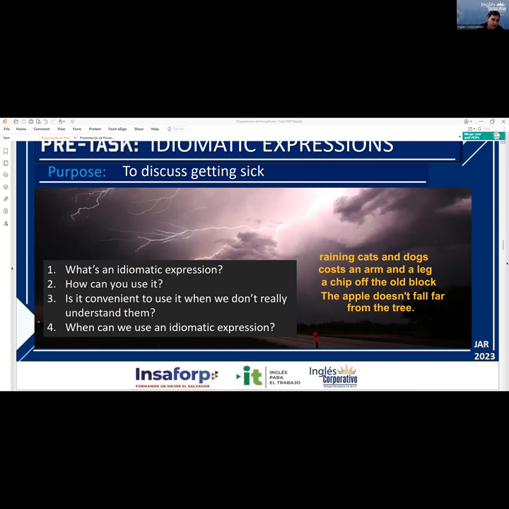Well, you have to use them according to context and only if necessary. Is it convenient to use idiomatic expressions when you don't really understand them? No. If you don't understand them, it's better to stay away from them. When can we use an idiomatic expression? Only when you know how to use them and only when the time is right. Some idiomatic expressions are raining cats and dogs, costs an arm and a leg, a chip off the old block, the apple doesn't fall far from the tree.